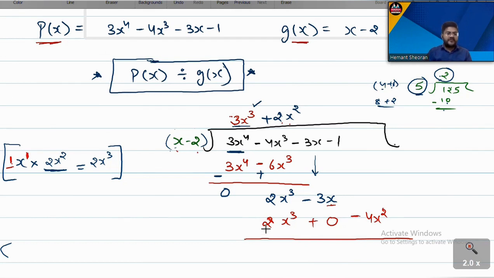Again we're going to change the signs. So this is negative now, this one will be negative, and this negative will become a positive. Get it? This step is clear?